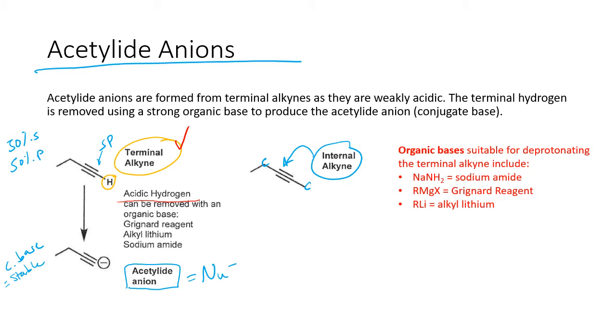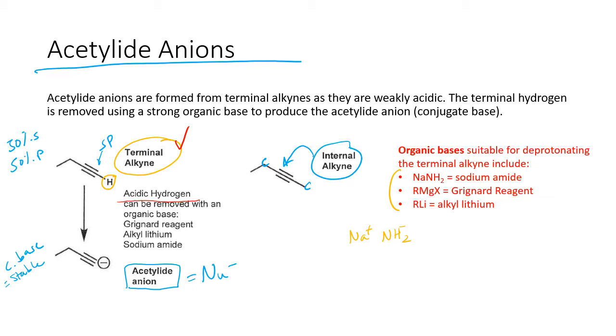So now let's look at some of these organic bases and how they're named and how you identify them. These three organic bases are strong enough to deprotonate that terminal alkyne. The first one is called sodium amide, that's NaNH2. That is made up of a positive sodium cation, and the amide ion is NH2 minus.